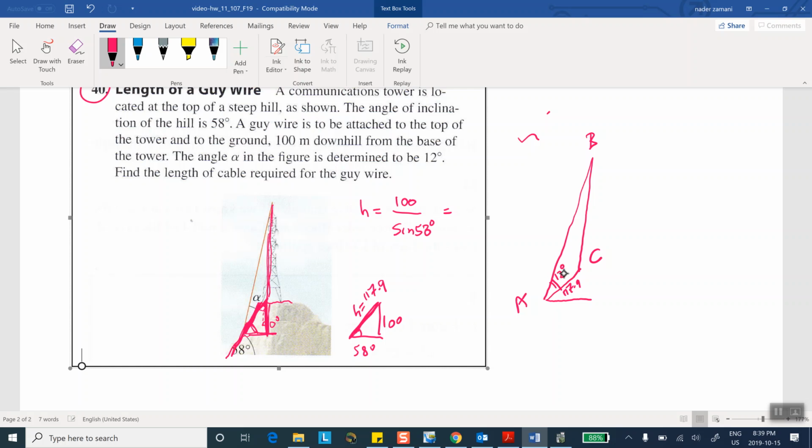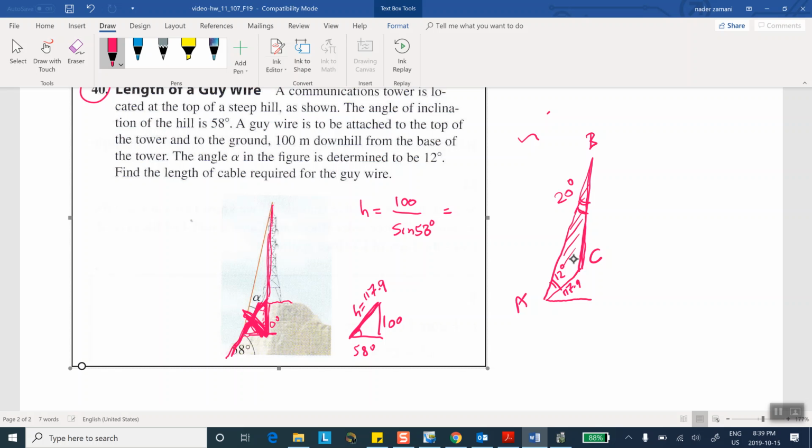Okay. And this is a vertical line, by the way. This is a vertical line. This angle over here is 58 plus 12. 58 plus 12 is 70. See this angle? Right there. This big angle here. 12 plus 58 is 70. So this angle is 70. That means this angle is 20 degrees.